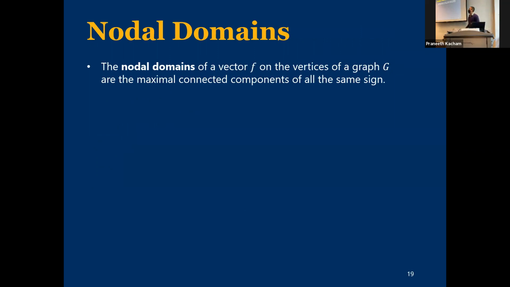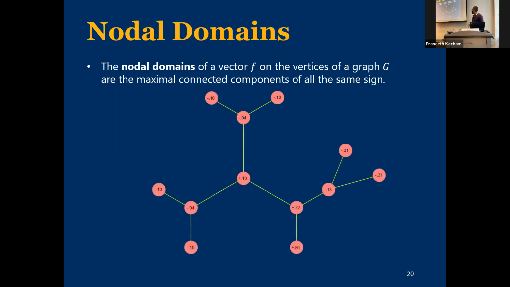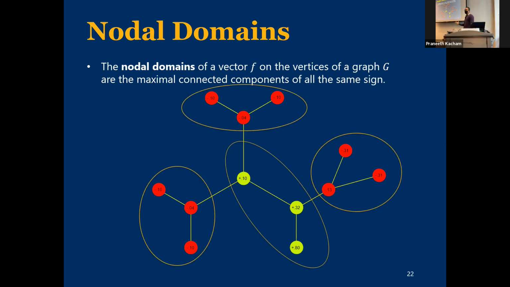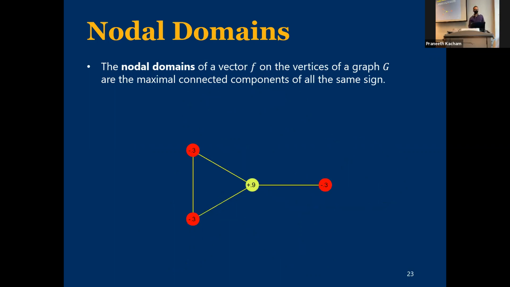So the nodal domains are, if I'm given a vector f, the maximal connected components of the same sign. Here's a graph. On each vertex, you can see there's a number which corresponds to the value in the vector. I can then partition the graph according to whether it's positive or negative on this vector. And then the nodal domains will just be the maximal connected components after this partitioning. Here's another simple example. So you just remove the edges of the cut and then run connected components. So the nodal domains are these components, yes.